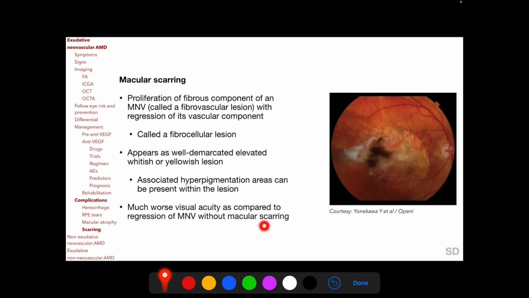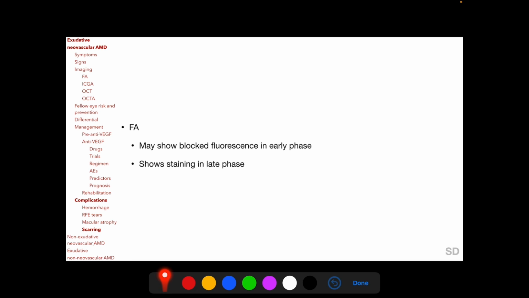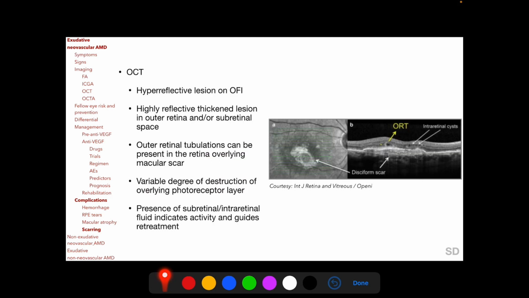MNV without macular scarring. Macular scarring may show blocked fluorescence in the early phase of a fluorescein angiogram and characteristically shows staining in the late phases of the angiogram. On OCT, macular scarring appears as a highly reflective thickened lesion in outer retina and or the subretinal space. Outer retinal tubulations, as seen here in this photograph, which we have discussed in the previous session, can be present in the retina overlying a macular scar.